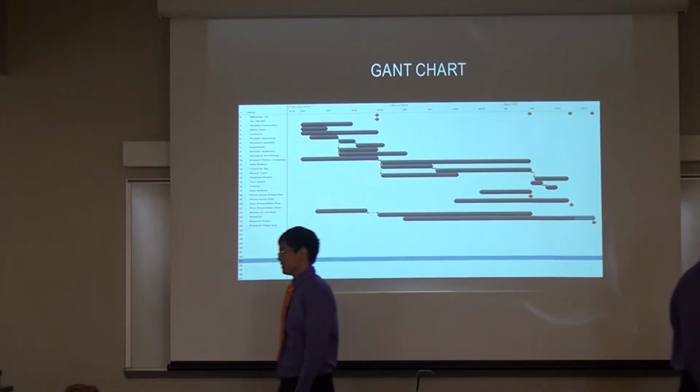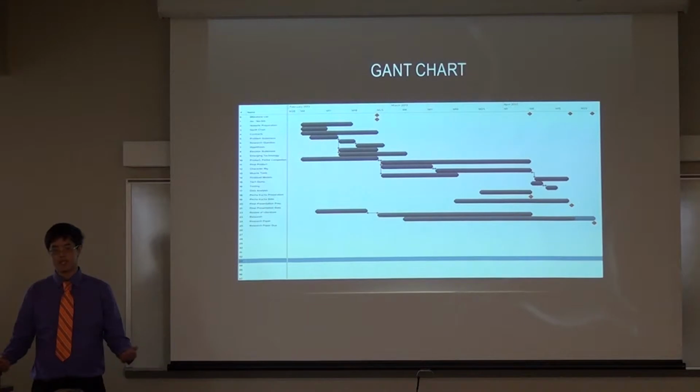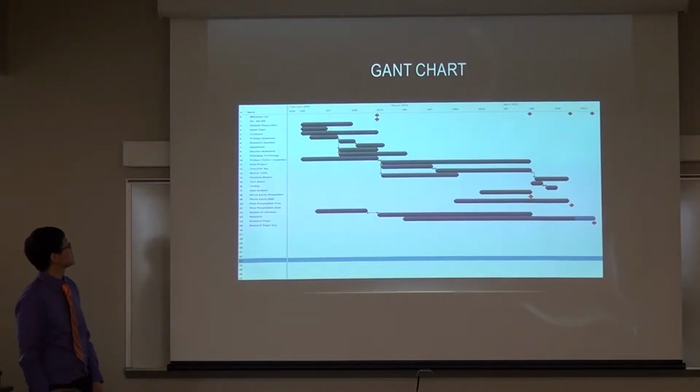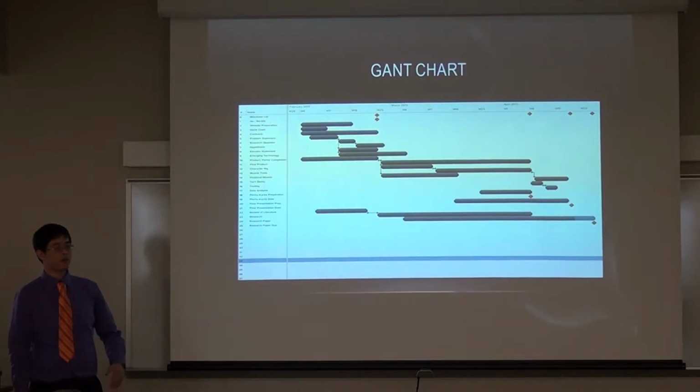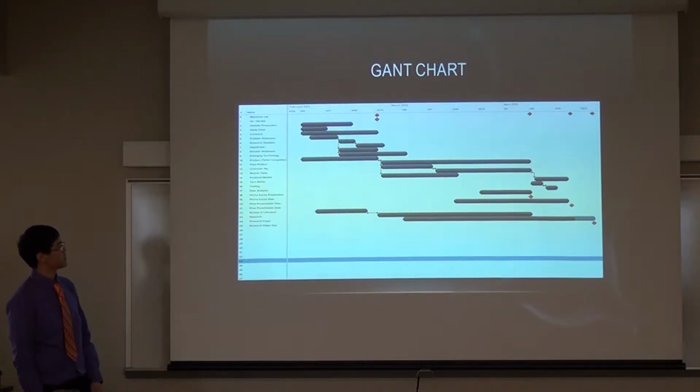Alright, so this is our Gantt chart showing basically what we planned throughout the semester, from where we were going to go from go, no go, where we got our go to continue on with our progress and everything like that.